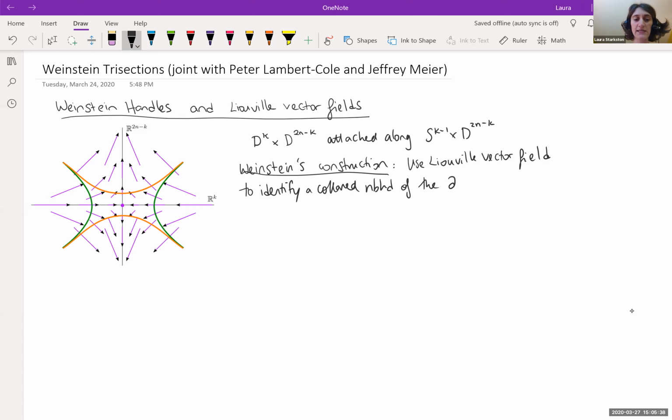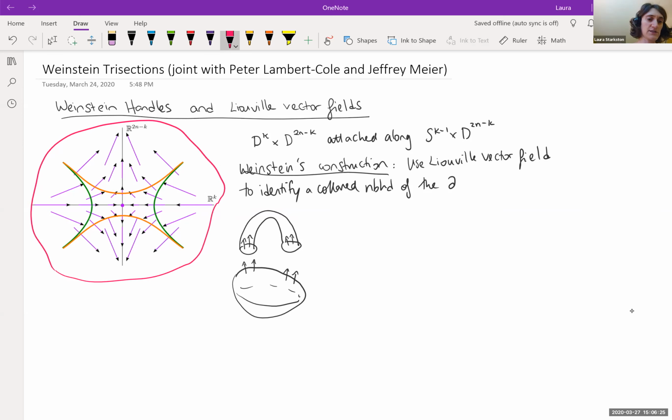When I attach a handle, I'm really only concerned with a piece of the boundary near the attaching region. I've got my handle, and I have the attaching region, and then I have the thing that I'm trying to attach it to. In order to identify these and extend the symplectic structure, I want to have this Liouville vector field, which is pointing out from one of the pieces and into the other piece. Weinstein constructed these model handles, and that's what is indicated by this picture.